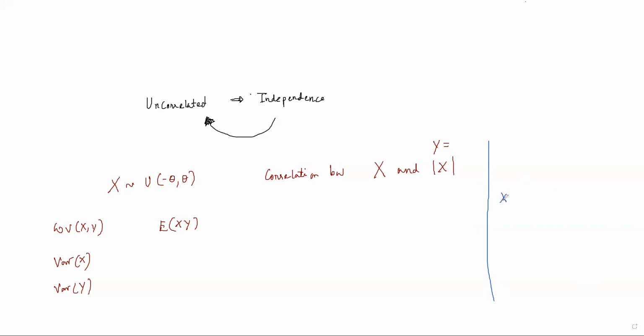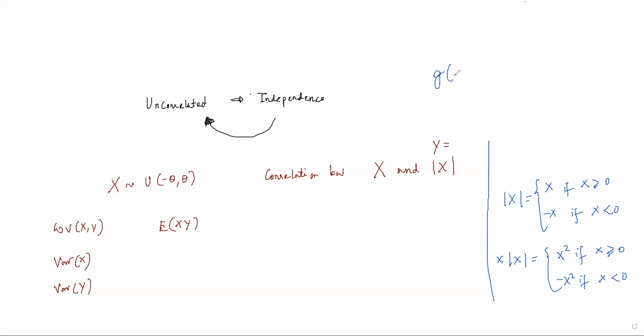So XY can therefore be written as follows. Observe: what's mod X? Mod X is nothing but X if X is greater than or equal to 0, and minus X if X is less than 0, right? So therefore X mod X will be nothing but X square if X is greater than or equal to 0, and minus X square if X is less than 0, right? Just multiplying by X. So you need to find the expectation of this, some g of X, right?